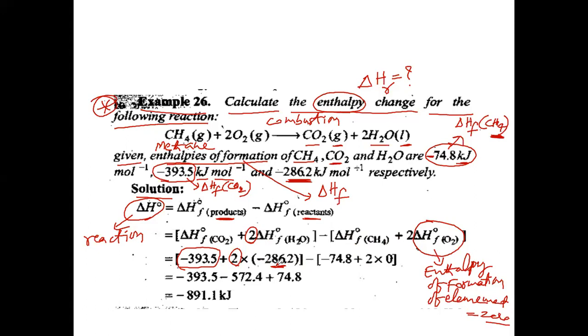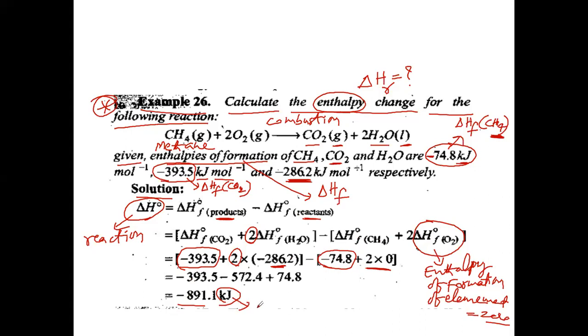Minus means products minus reactants. In the reactants, what do we have to take? Only methane. We should not take oxygen because it is 0; 0 into 2, 0 here. So enthalpy of formation of CH4, how much here? Minus 74.8. This is for methane plus 2 into 0. So like this, we have to take products minus reactants. Now this total value will be minus 891.1 kilojoules.